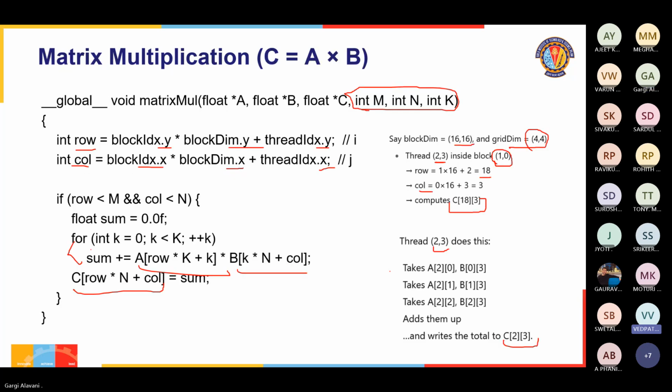Ma'am, one question on the earlier slide. Here we say thread 2,3 computes C of 18,3, while below we say thread 2,3 writes it to C of 2,3. No, what is the block dimension here? Sorry, I was not clear. The block is 1,0 for the first one, and this thread 2,3 is in block 0,0. Okay, then it matches. Yes, maybe I should mention it here.